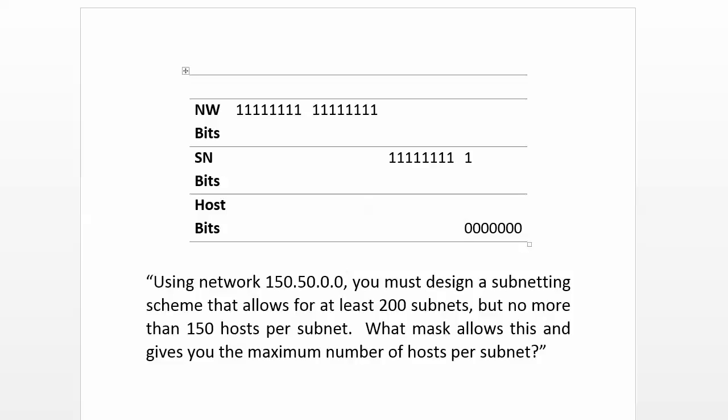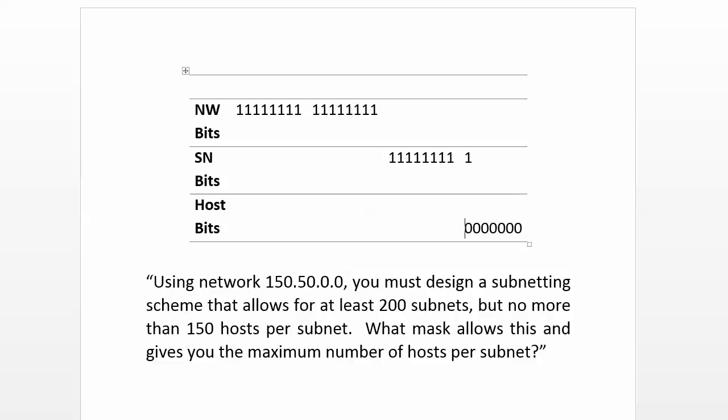We're way over 200. And the question didn't say you can't have more than 500. It just said at least 200. Now we need to know how many valid hosts we have on each subnet. 2 to the 7th power, 2, 4, 8, 16, 32, 64, 128 minus 2, 126. So this mask works. It meets both requirements.